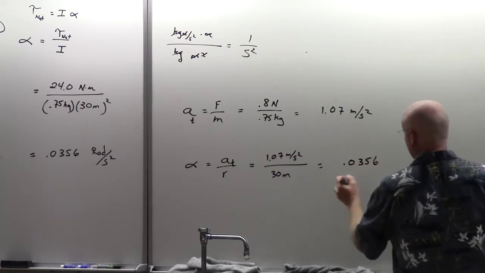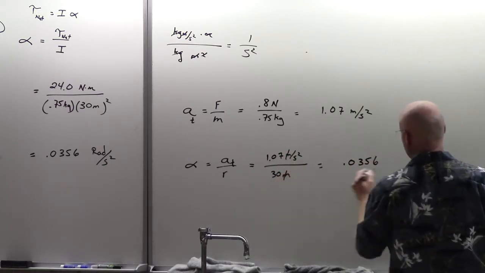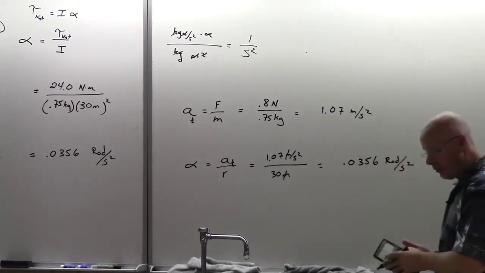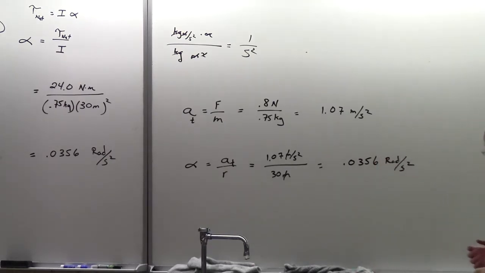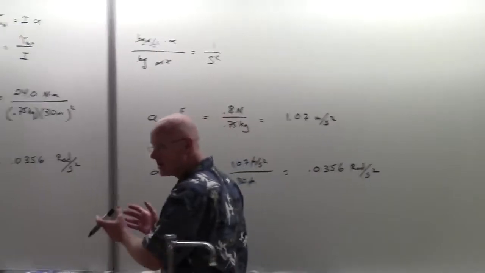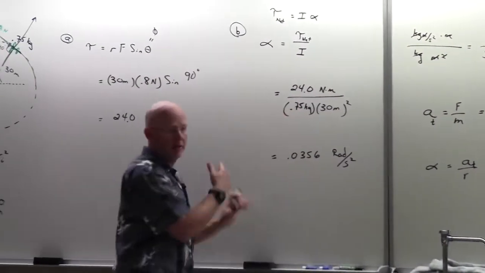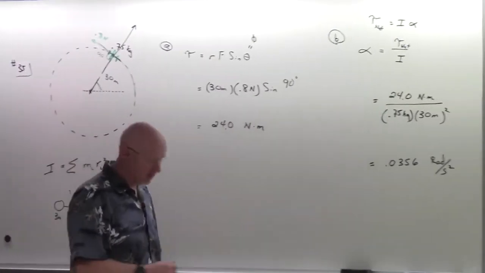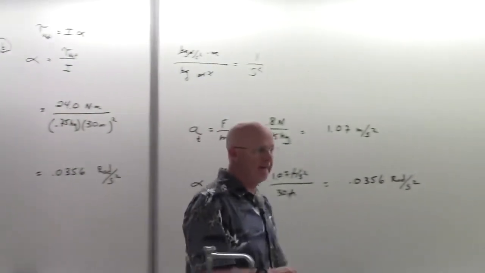And I come up with 0.0356. And then the same idea with the units. I would get a per second squared. I'll throw a radian in there for clarification. And so sure enough, it comes out to be units of radians per second squared. And sure enough, it comes out to be the same answer that I got when I applied Newton's second law for rotation. So good. It's working. Okay.